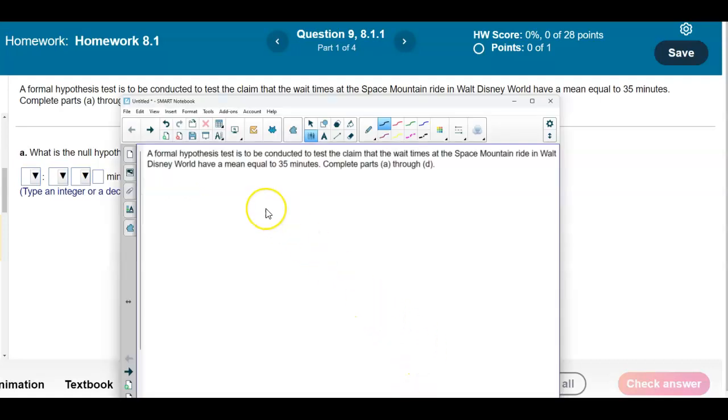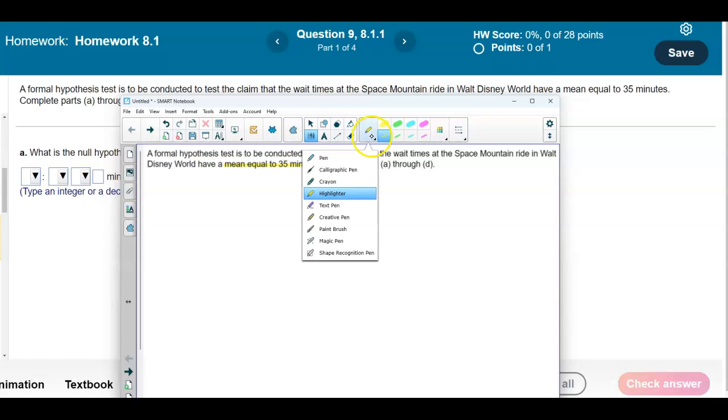Okay, so let's take a look at the question here. We want to highlight the specific information that we want to look at. First things first, what we're doing here is testing a claim. It says we're testing a claim that the wait times at the Space Mountain ride in Walt Disney World have a mean equal to 35 minutes.